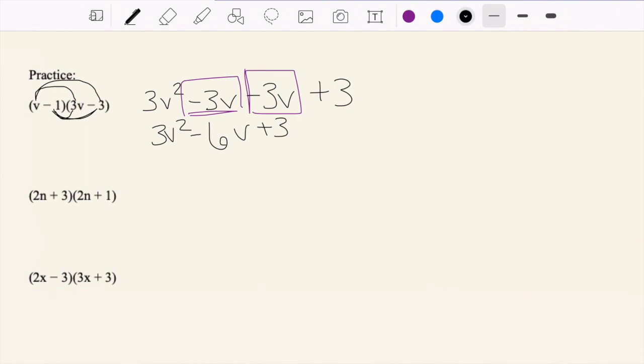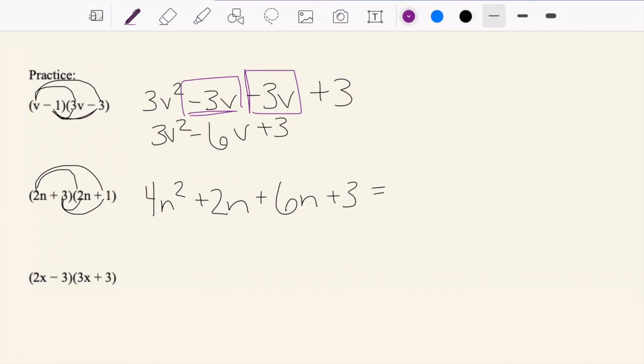So first, 2n times 2n. So we have 2 times 2 is 4. n times n is n squared. Then we do our outsides. So 2n times 1 gives us positive 2n. Insides, 3 times 2n. So 3 times 2 will give us 6. And then we have an n added on. And then our last, 3 times 1 gives us positive 3.